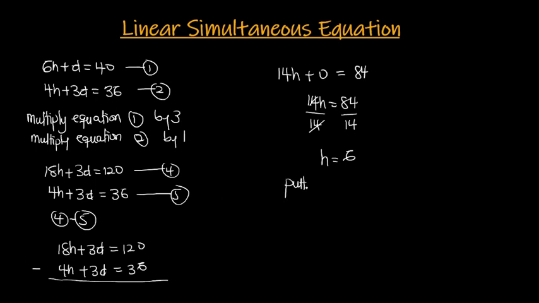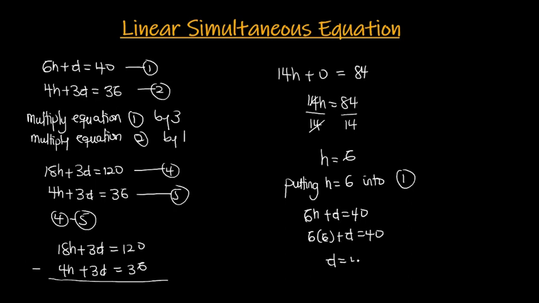So putting h is equal to 6 into equation 1 to get the value of my d, I have 6h plus d is equal to 40. That means I have 6 multiplied by 6 plus d equals 40. So my d becomes 40 minus 6 multiplied by 6, which is 36. I bring it here, it becomes negative, so minus 36. And so my d is equal to 40 minus 36, and that will give me 4. So the value of my d is 4, and then the value of h is 6 as seen over here.